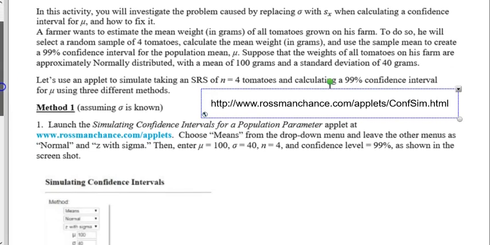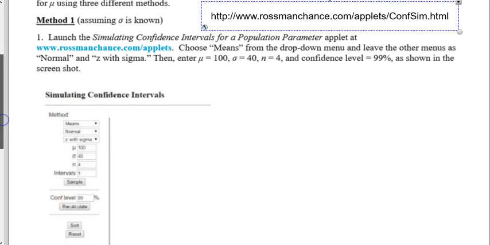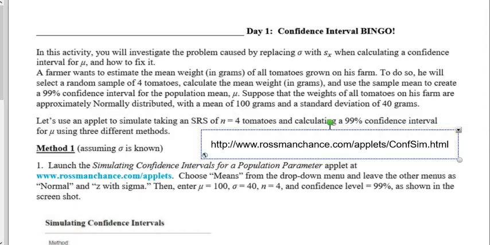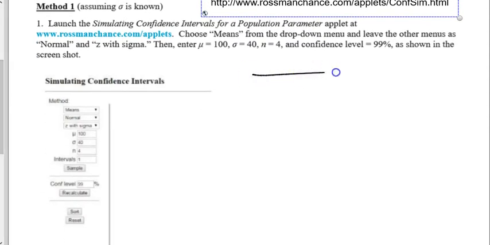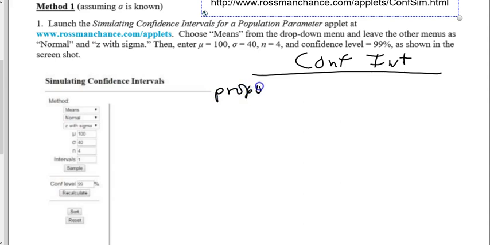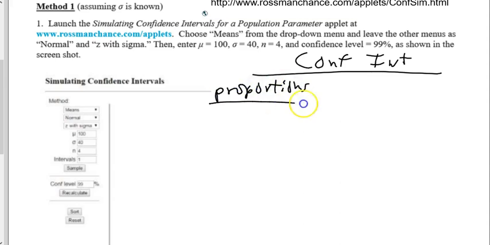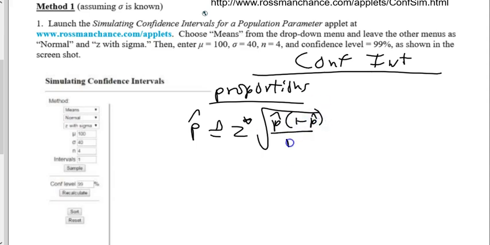Okay, so first off, we're in a new section on confidence intervals. So I want to have a little summary real quick on confidence intervals. Up to this point, we've been dealing with proportions. That's when we had the p hat plus or minus z square root p hat 1 minus p hat over n. That's what we've been dealing with.